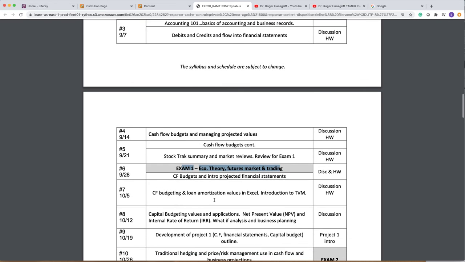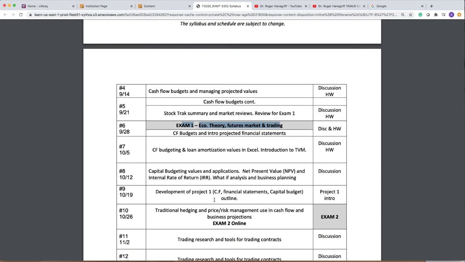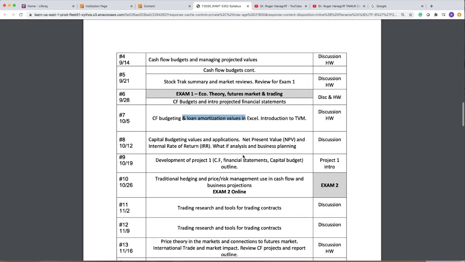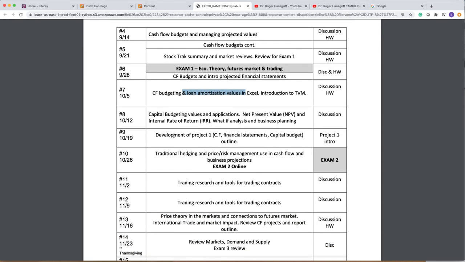All right, after that, we will really start focusing more on the financial management and we will get into cash flow budgeting and loan amortization and utilizing Excel to manage that. We will go through all of that and we will continue on through the capital budgeting and then continue trading. And then there'll be an exam 2 about in the week 10 window.